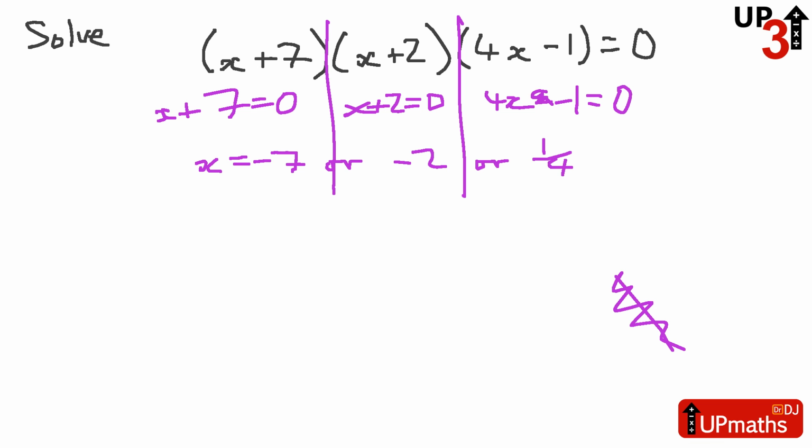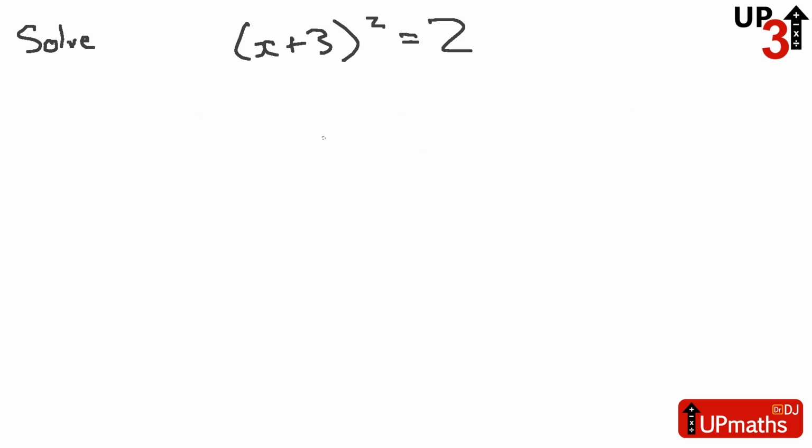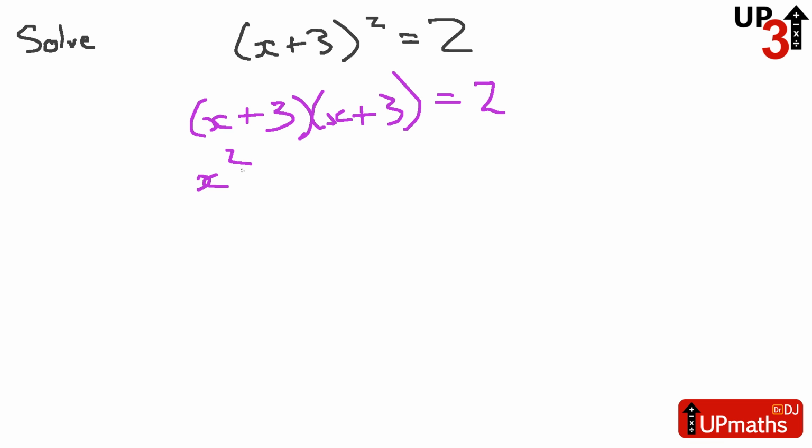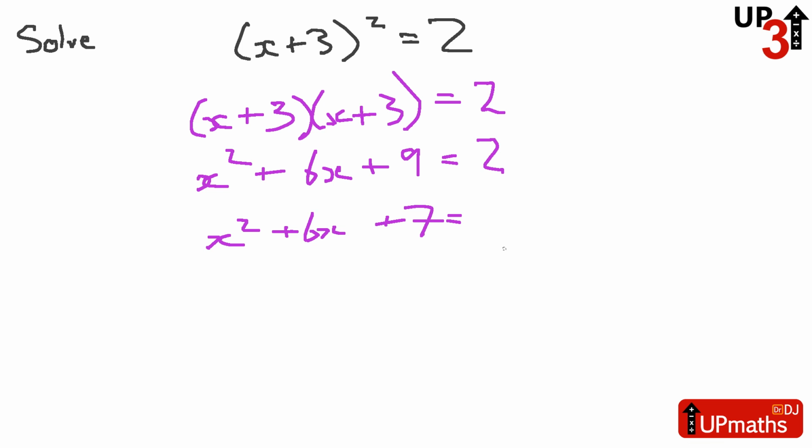Now let's look at the last page. This is our last question. Let's solve this one. I'm going to multiply this out because it's not equal to 0 yet. I wonder if anybody made that mistake. So 3 times 3 is 6x plus 9 equals 2. X squared plus 6x plus 7 equals 0.